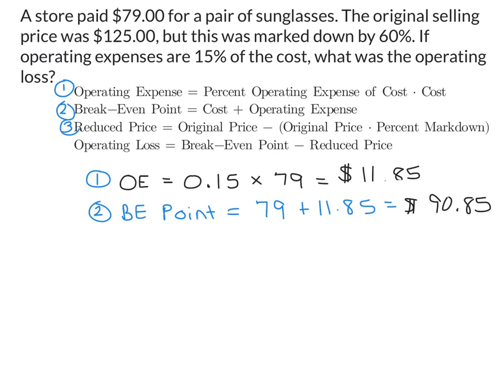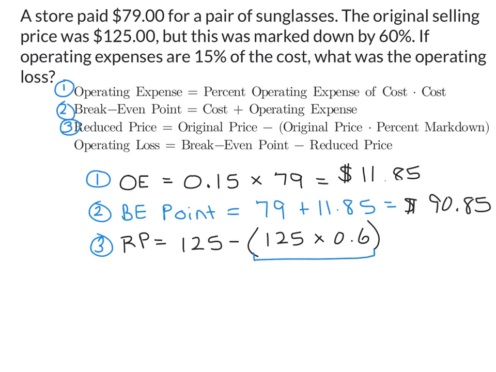Now we'll find the reduced price. The reduced price is found by taking the original price and subtracting the original price times the percent of markdown. The original price was $125. Then we're going to subtract the product of 125 times the percent markdown, which is 0.6, which represents 60%. First, you want to do the calculation within the parentheses. So 125 times 0.6 gives you 75. That means that our new equation is 125 minus 75. And when we do that calculation, we get 50. So our reduced price is $50.